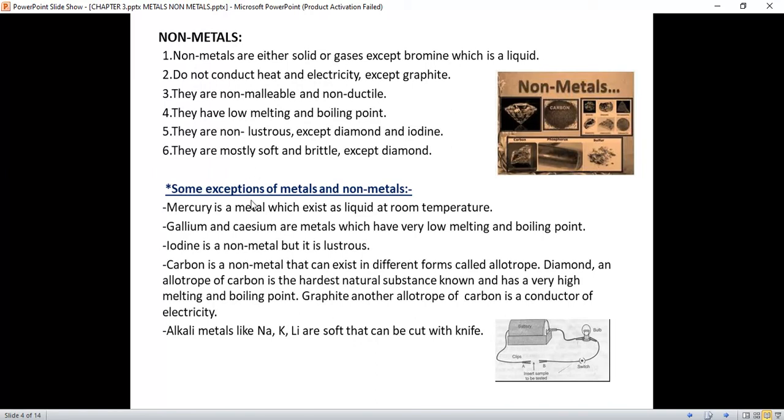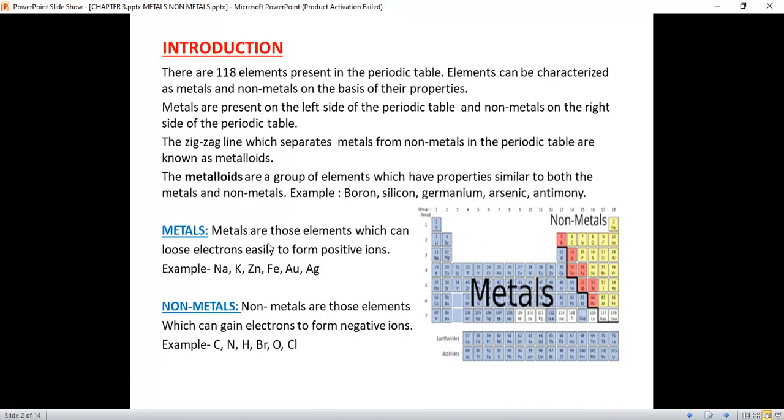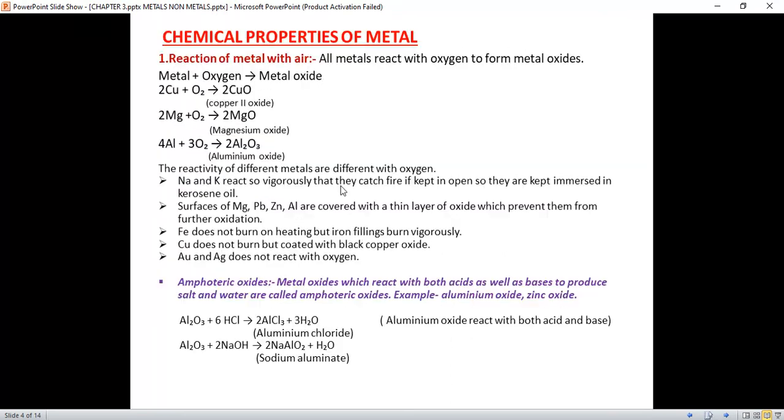Now we'll see some of the exceptions of metals and non-metals. Mercury is a metal which exists as a liquid at room temperature. Gallium and cesium are metals which have very low melting and boiling points. They will melt very easily. Iodine is a non-metal but it is lustrous in nature. Carbon is a non-metal but it has 3 different allotropic forms. Diamond is the hardest known substance with very high melting and boiling points. Graphite can conduct electricity. Alkali metals like sodium, potassium and lithium are very soft in nature.